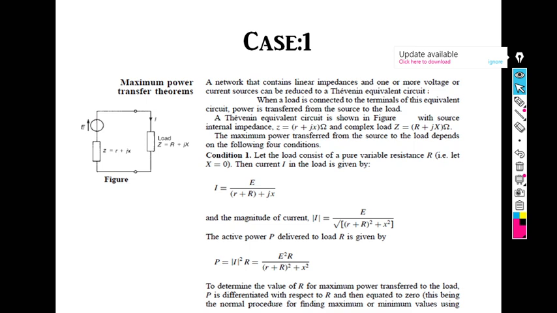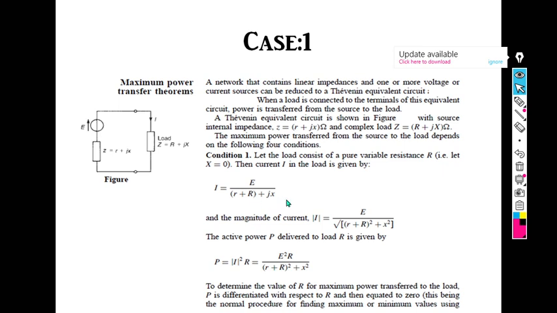Now, our network that contains linear impedances and one or more voltage or current sources can be reduced to a Thevenin's equivalent circuit. When load is connected to the terminal of this equivalent circuit, power is transferred from source to the load. Now the first condition I am taking is that this load is a pure resistive load. So what will be the current now? I is equal to E by small r plus jx plus capital R. So we can write it as R plus capital R plus jx.